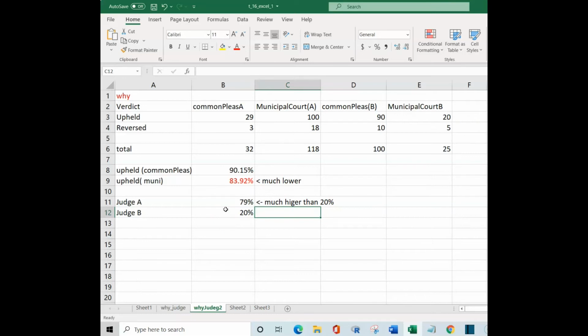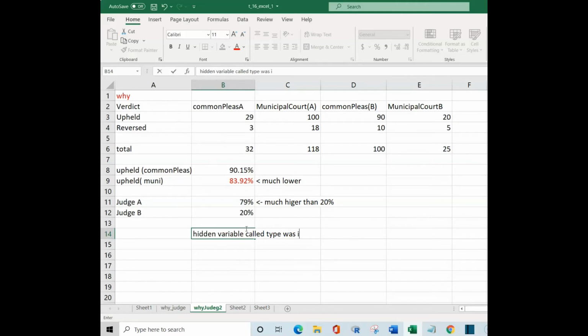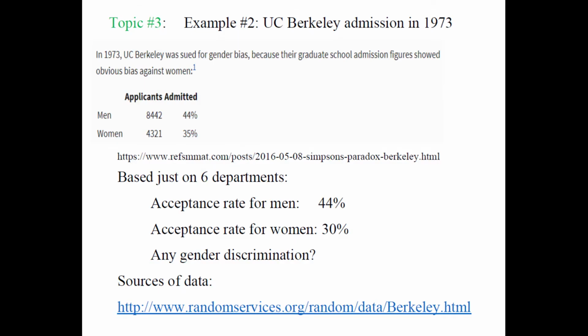And if we look at the aggregated data and we ignore another hidden variable called type, because based on different types we have different successful rates. Okay, so this is a hidden variable called type. So this is the reason. There's another variable. Topic number 3.